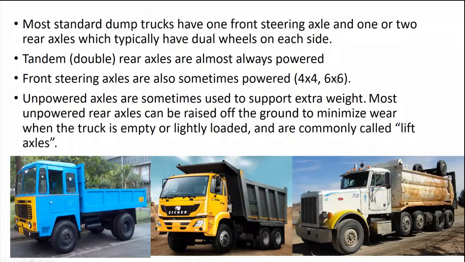Sometimes they are powered: 4x4, 6x6. So in this case, this will be called 4x4. 1, 2, 3, 4. Though we have dual tires on both sides, we consider this as 1, 2, 3, 4. That is 4x4. It means 4 wheels out of 4 are powered. 6x6 means 1, 2, 3, 4, 5, 6. Though this is again double, we consider this as 1, let us say.